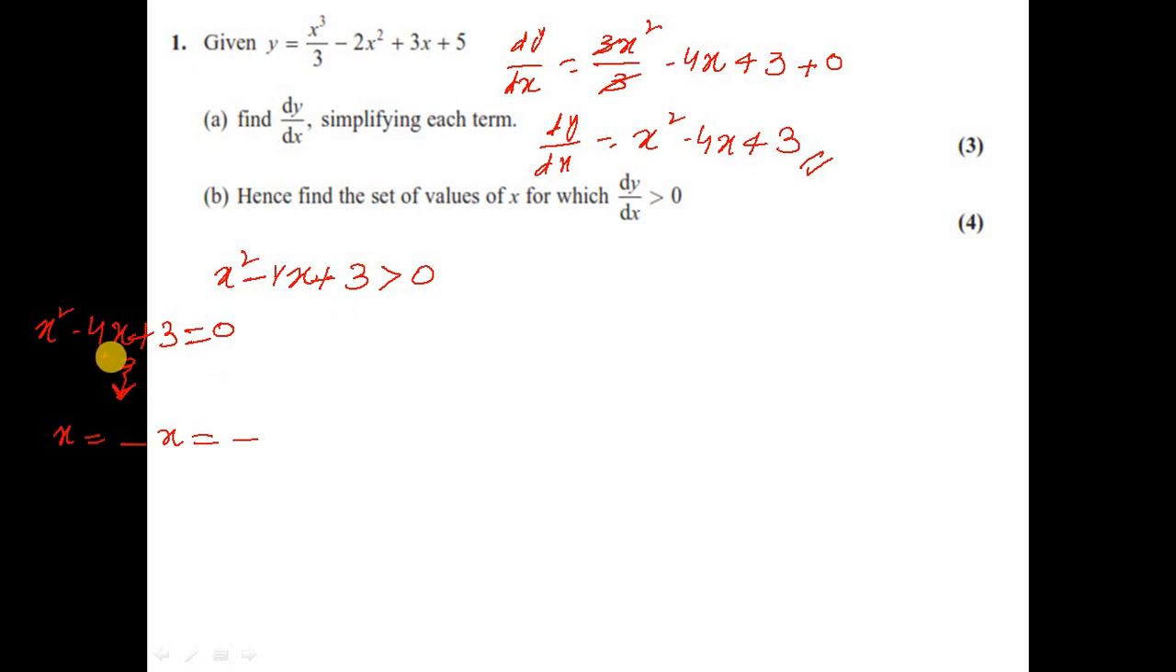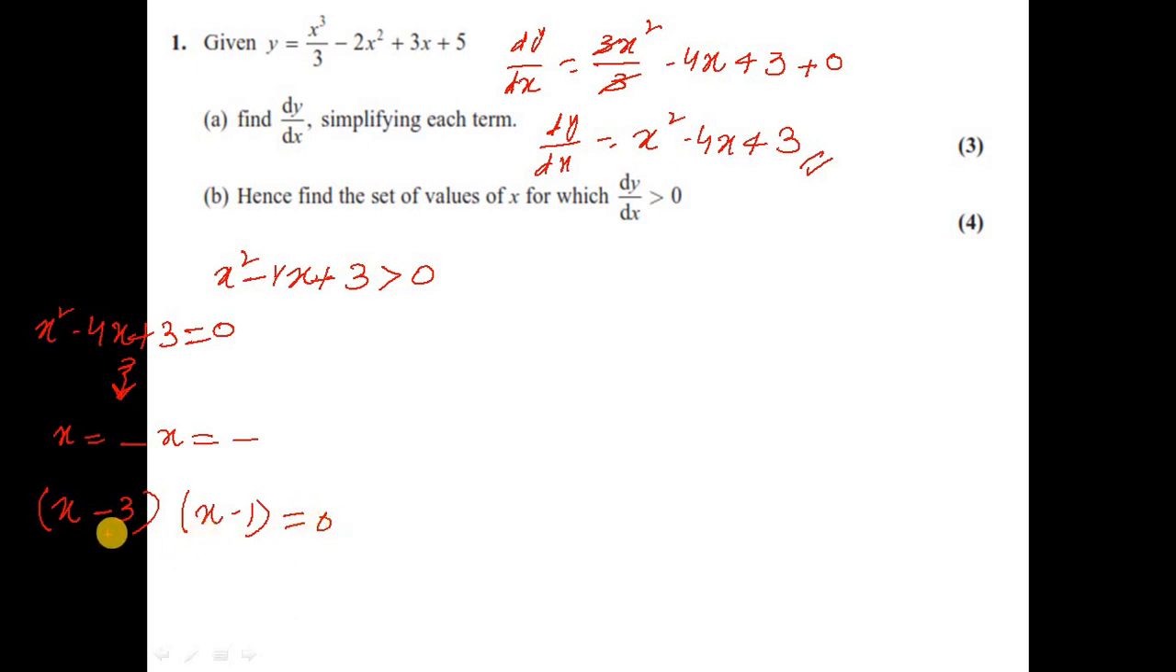So let's solve this quadratic equation. You can use the quadratic formula, or you can use the factorization method, which in this case is the easy one. You have a 3, so you can make factors of 3 so that you can have minus 4. So this x square minus 4x plus 3 can be written as x minus 3, x minus 1 equal to 0.